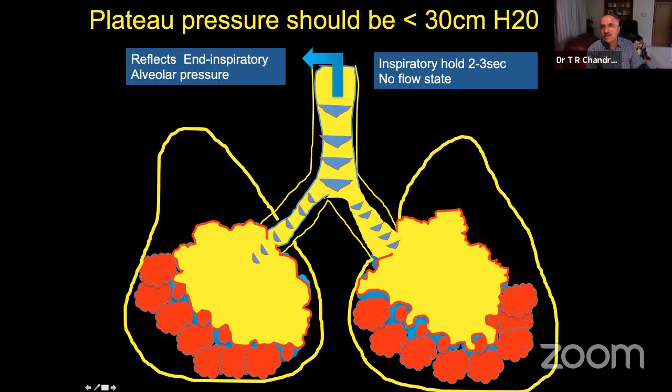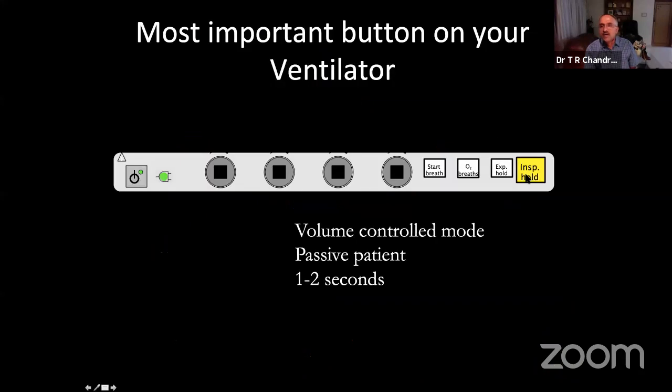So the pressure we get, the P flat, is indicative of the end inspiratory alveolar pressure. That is what I want to impress upon you. This is the alveolar pressure that we are getting out of the inspiratory hold. See, the most important button on your ventilator, I would say, is the inspiratory hold if you are ventilating a sick patient.